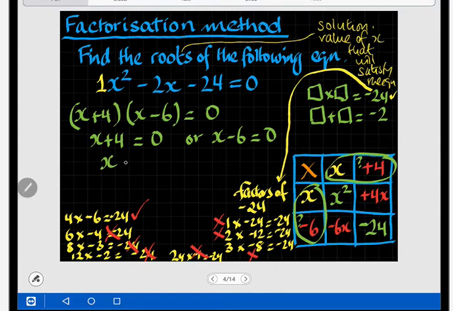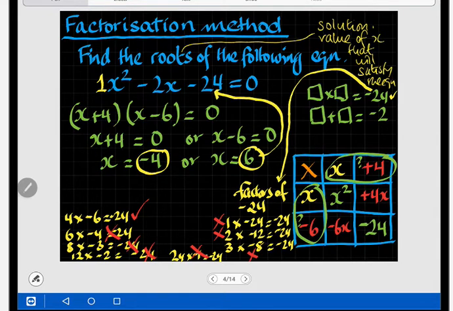So my solution would be x is equal to minus 4, or it could be x is equal to 6. What this means is, if you take this value of x here, or this value of x here, and you replace it in this equation, it will always be equal to 0. And these two are called the roots.